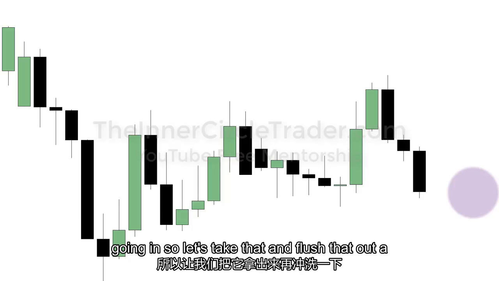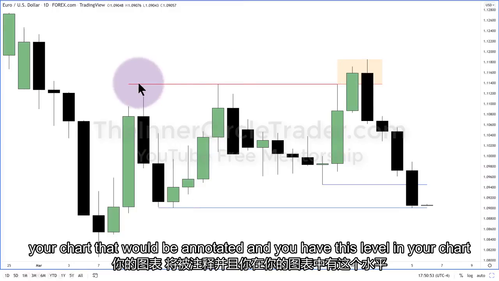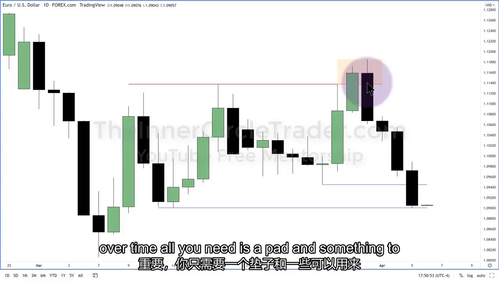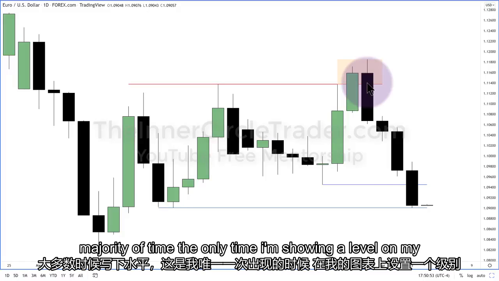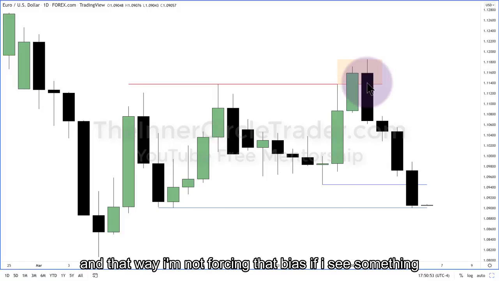So let's take that and flesh that out a little bit more. Here is your chart that would be annotated, and you'd have this level on your chart while you're learning. It's important to have these types of things on your chart. Over time, all you need is a pad and something to write with, and you'll write down the levels. Majority of the time, the only time I'm showing a level on my chart is for teaching purposes. I like to keep my chart clean, and that way I'm not forcing that bias.